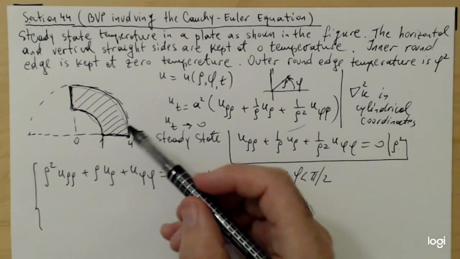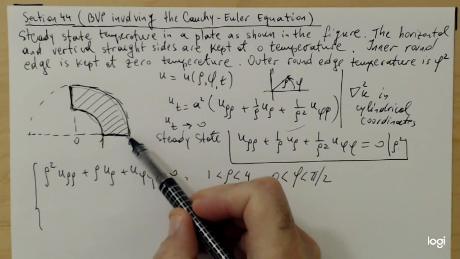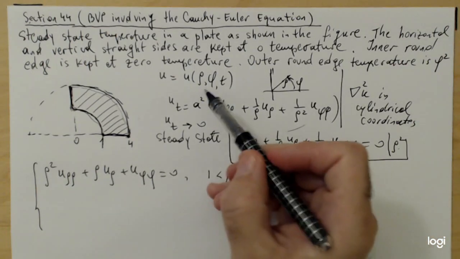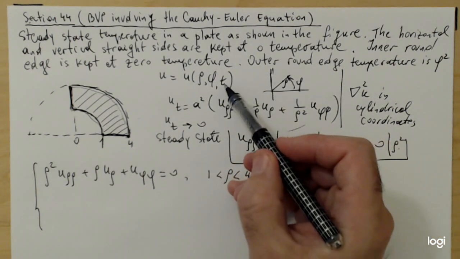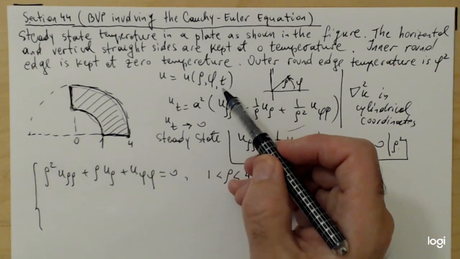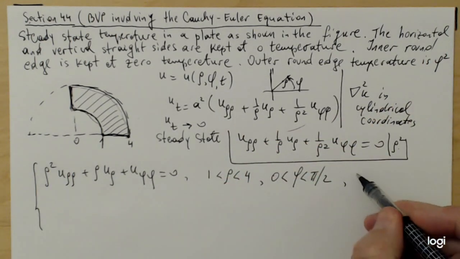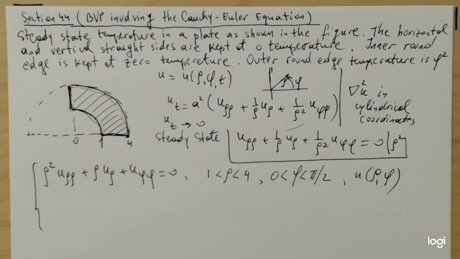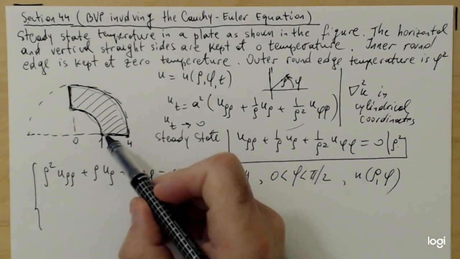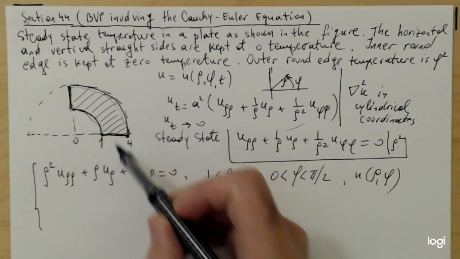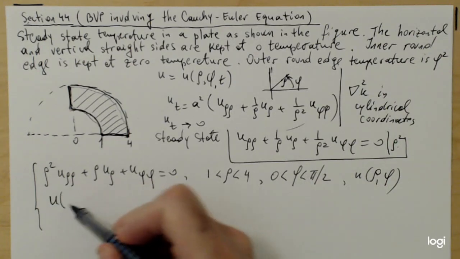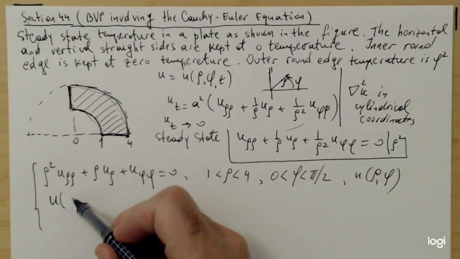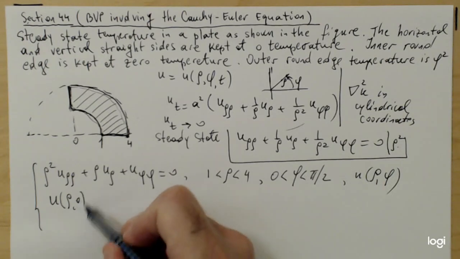Let's see. The horizontal straight edge corresponds to phi equals 0. The time variable doesn't matter anymore because we deal with a steady state temperature. So at this point, u is assumed to depend on rho and phi. So phi equals 0 describes this edge. That means the boundary condition is going to be u of rho 0 equals 0.